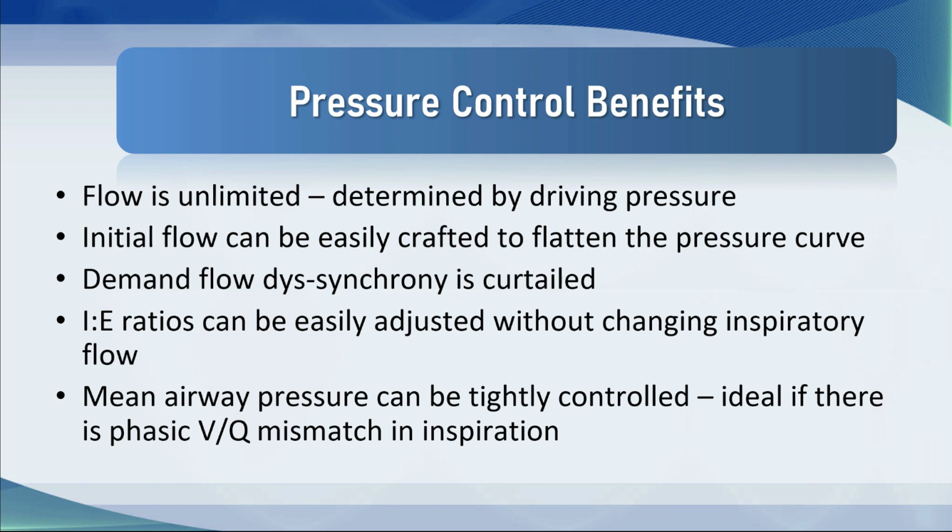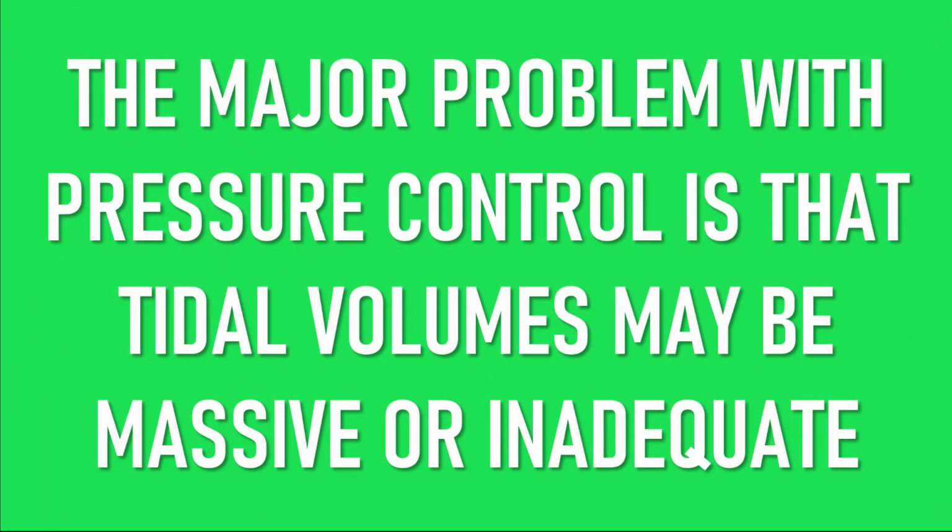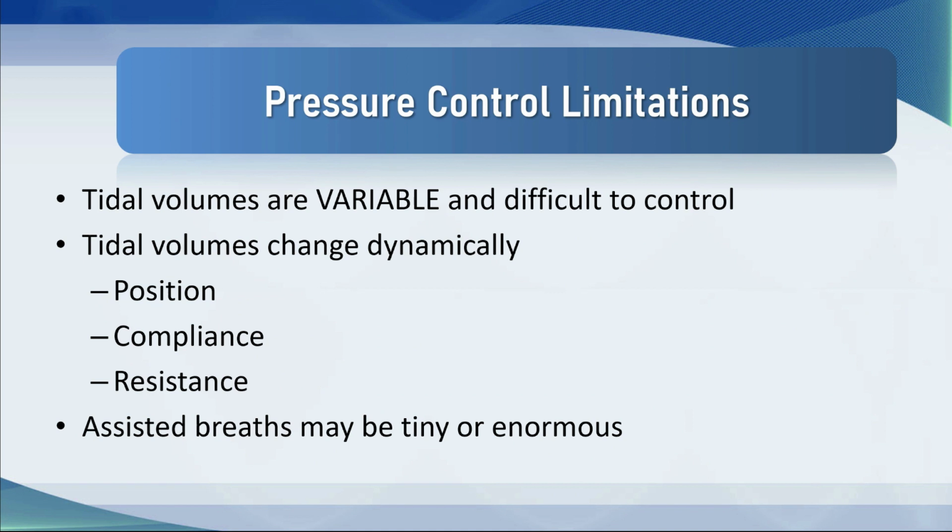However, the major problem with pressure control is variability in tidal volumes. They may be massive or inadequate or something in between. And the reason for this is that tidal volumes change dynamically with position, with compliance, and with resistance. And when the patient is assisting the ventilator, those assisted breaths may be tiny or they may be enormous.